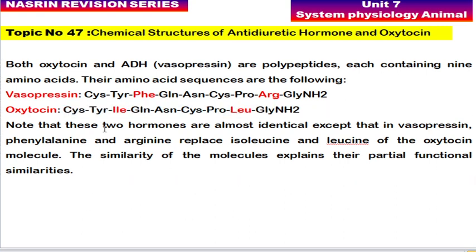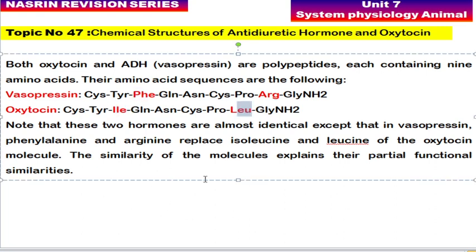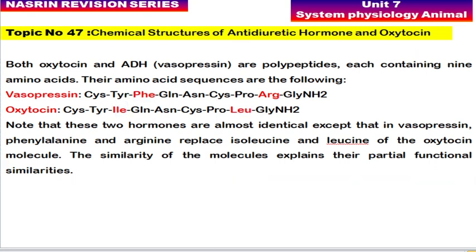Note that the two hormones are almost identical, except that in vasopressin, the phenylalanine and arginine are replaced by isoleucine and leucine in oxytocin. Here you can see the things which are different, which I have highlighted. The similarity of these molecules explains their partial similarities in function.